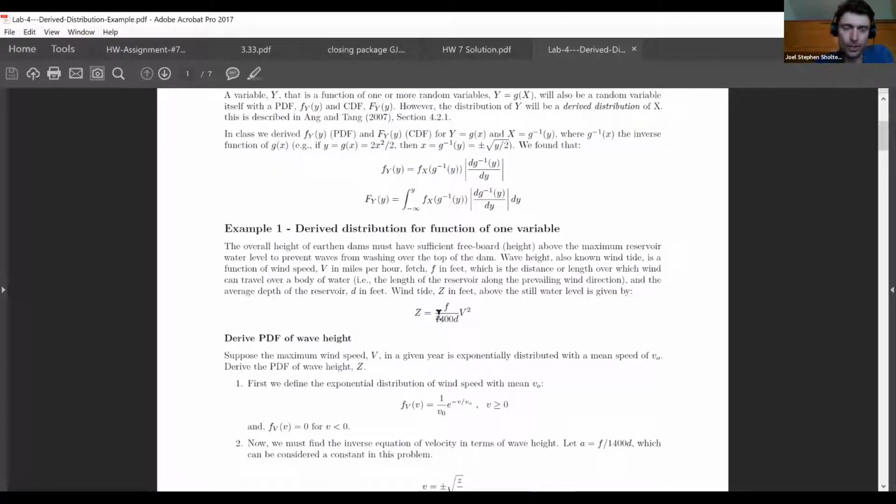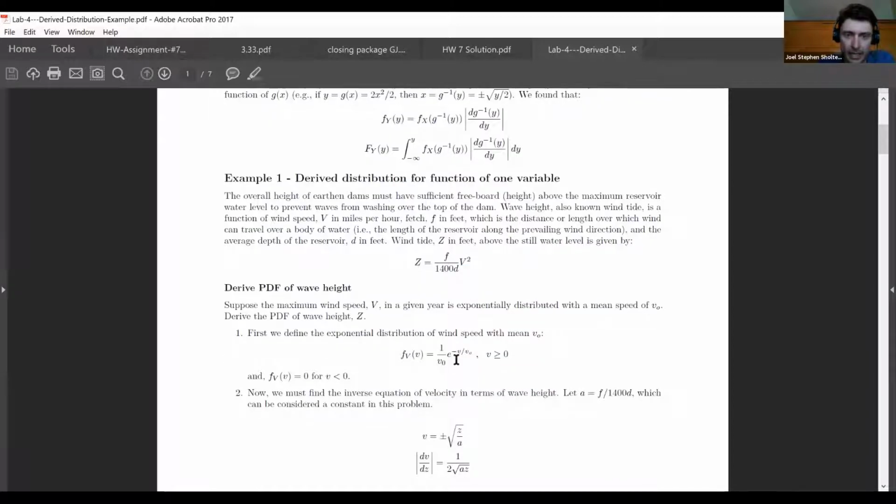And in this case, the first example, we're dealing with a function. So Z is the wind tide or the waves that wind creates on a lake. And V is the velocity of the wind. F is the fetch or the length of the reservoir or the lake in feet that the wind travels over. And D is the average depth. So the wave height is a function of all these things. And we want to calculate the distribution of Z based off of the distribution of V. So V is given an exponential distribution.